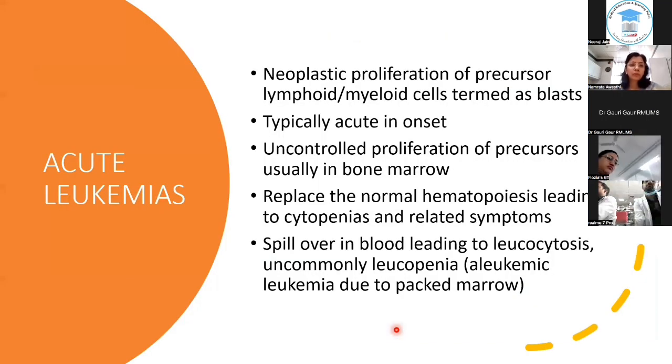Now coming to the actual topic of acute leukemias. What are acute leukemias? These are neoplastic proliferations of precursors, lymphoid or myeloid cells, which are termed as blasts. Acute leukemias are typically acute in onset, and there is uncontrolled proliferation of precursors, usually in the bone marrow, which replaces the normal hematopoiesis, leading to cytopenias and related symptoms. Spillover in blood leads to leukocytosis, but uncommonly leukopenia, which is also known as aleukemic leukemia, and it happens because of the packed marrow. So the marrow is so much packed that the cells are unable to come into the blood, and it leads to leukopenia.